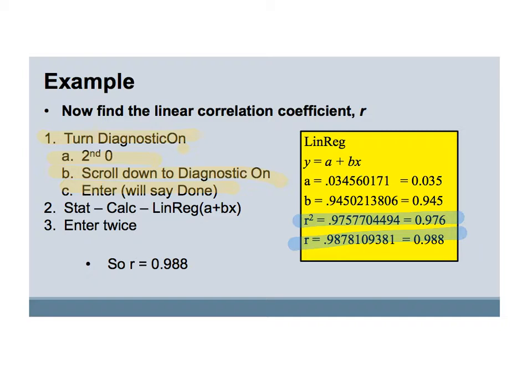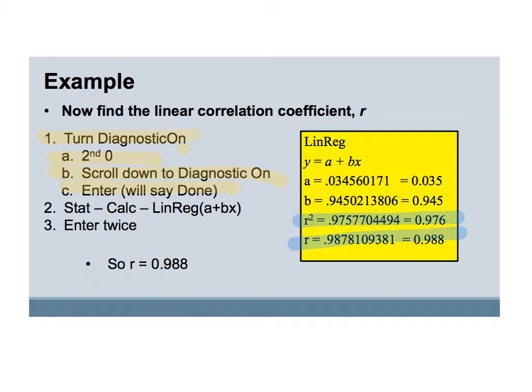So in the calculator, do second 0. This is the catalog. This is every single solitary thing this calculator will do. Scroll down until you find diagnostic on. Then press enter for diagnostic on. Then press enter again and it'll say done. Okay? And like I said, you'll only have to do that one time unless you reset your memory or change batteries. So then go to stat and over to calc.